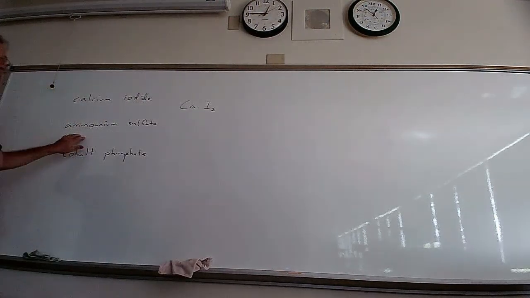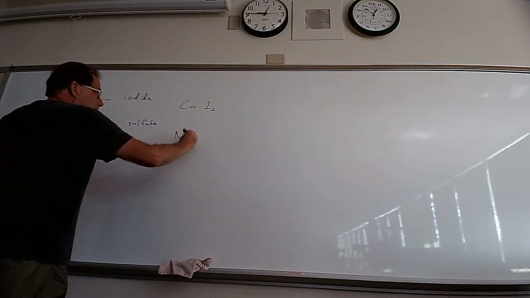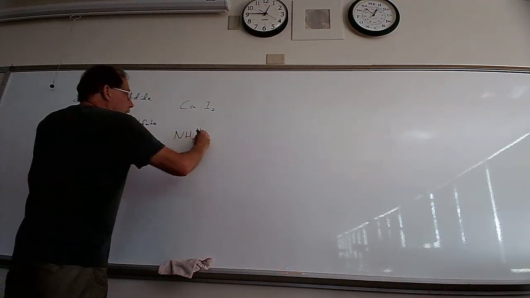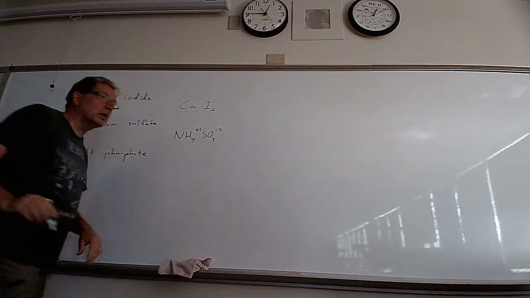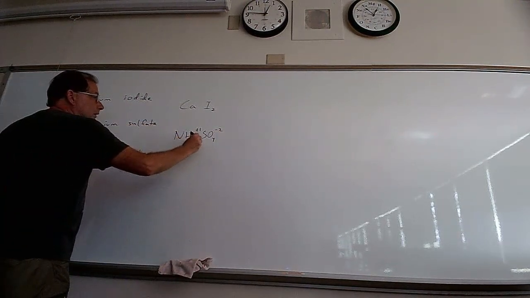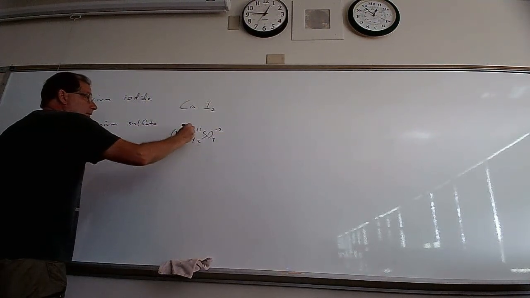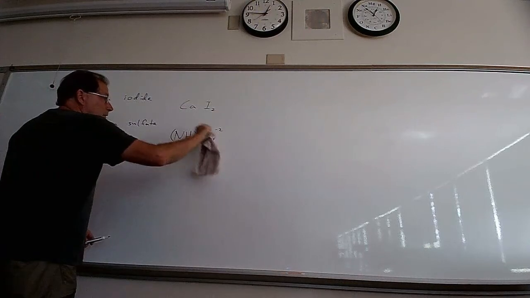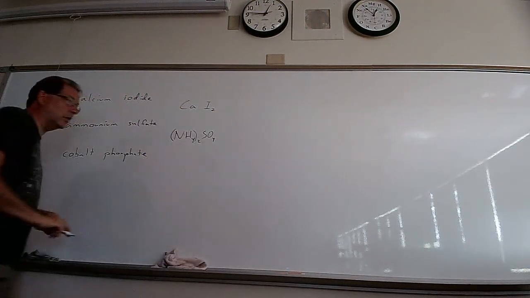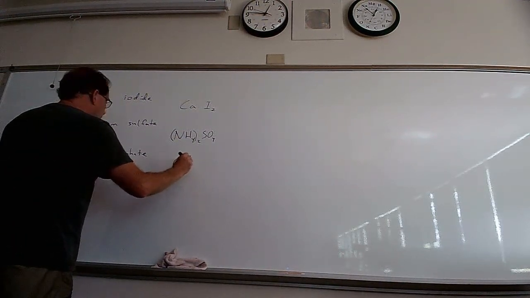Okay, next one, ammonium. Now ammonium is the only positively charged polyatomic ion that I'm holding you responsible for. NH4 with a charge of +1. Sulfate, SO4 with a charge of -2. So you crisscross, a 2 goes here, but wait a minute, this is a polyatomic ion. If I have more than one of these, I use parentheses. And I don't write down the 1, so the formula is (NH4)2SO4.